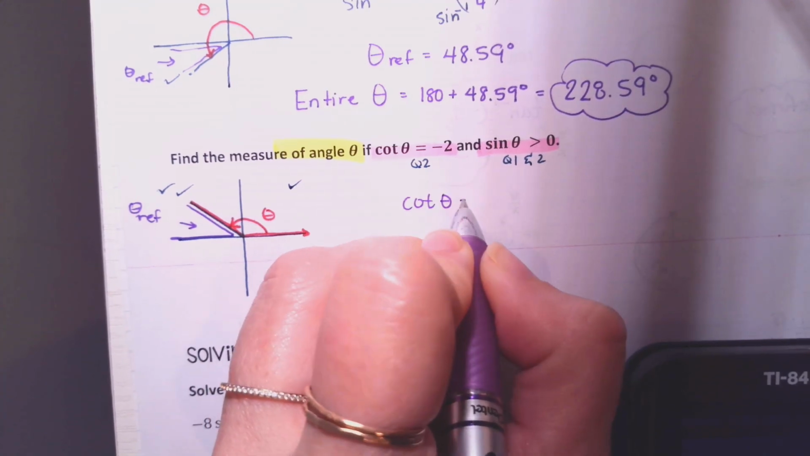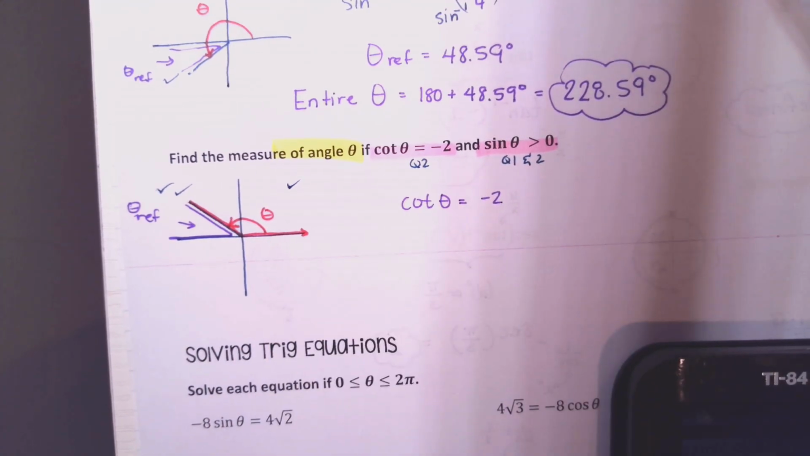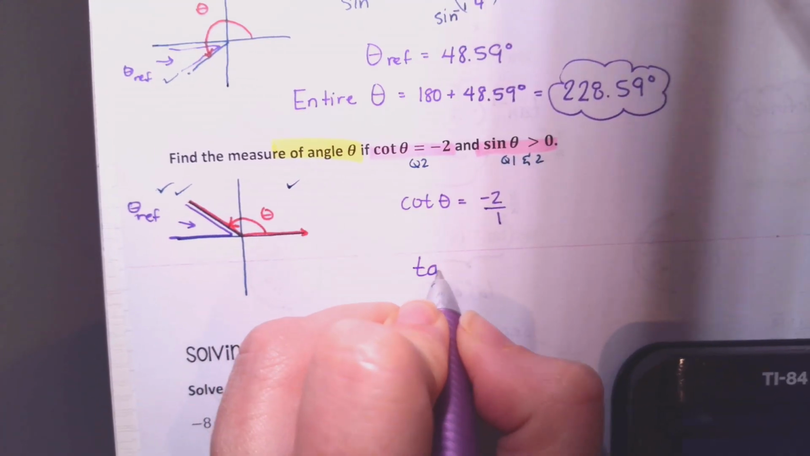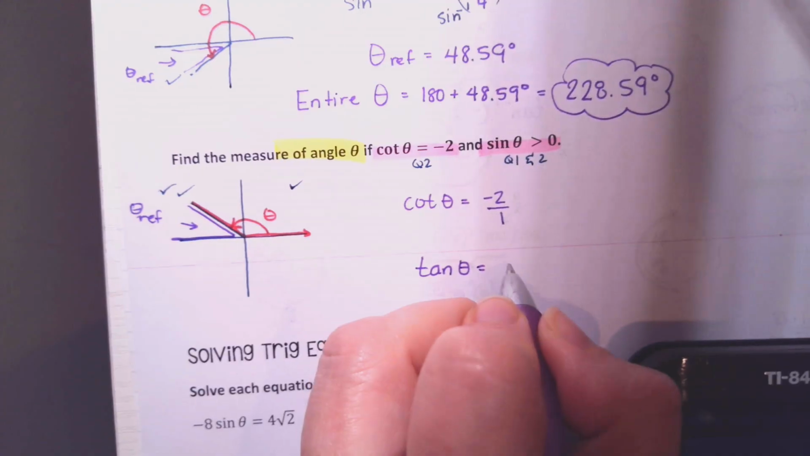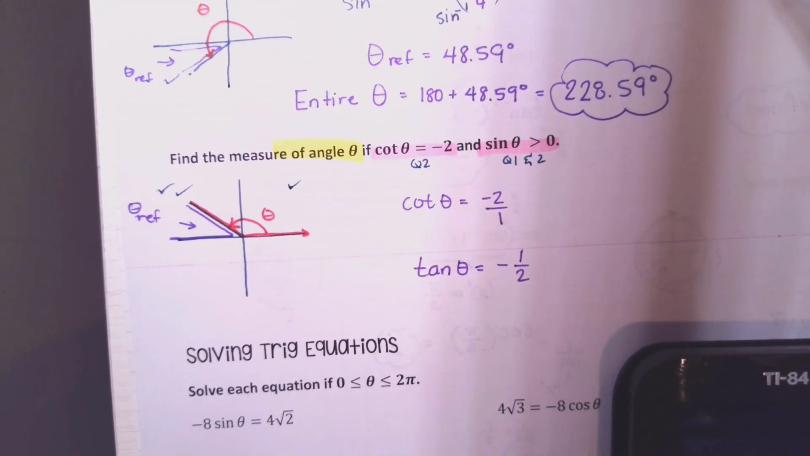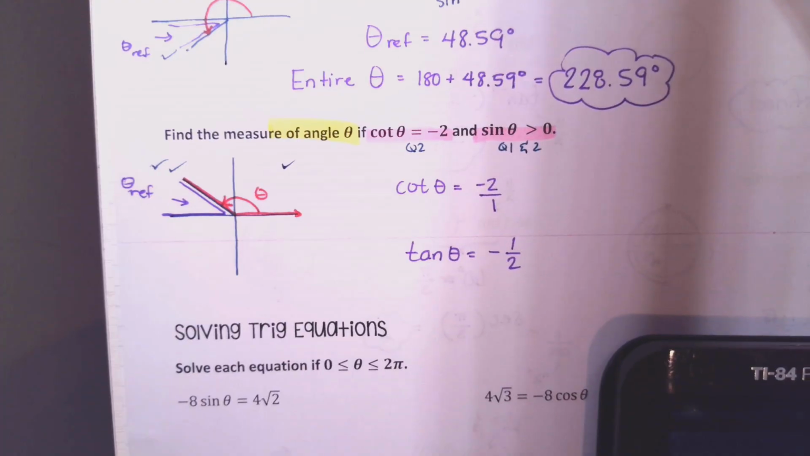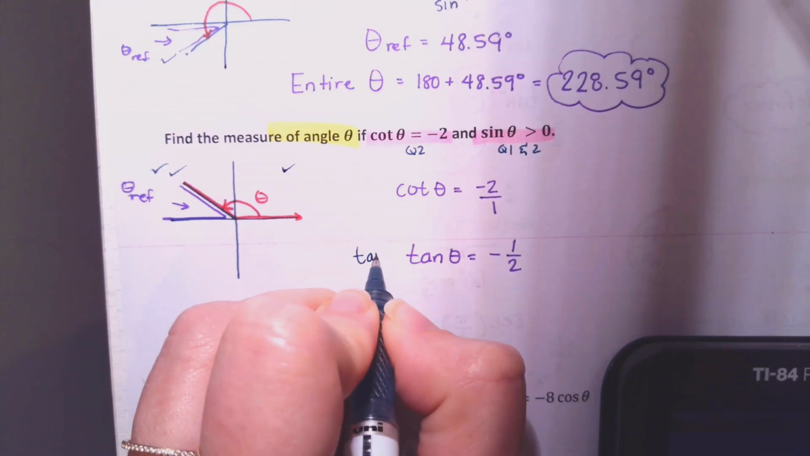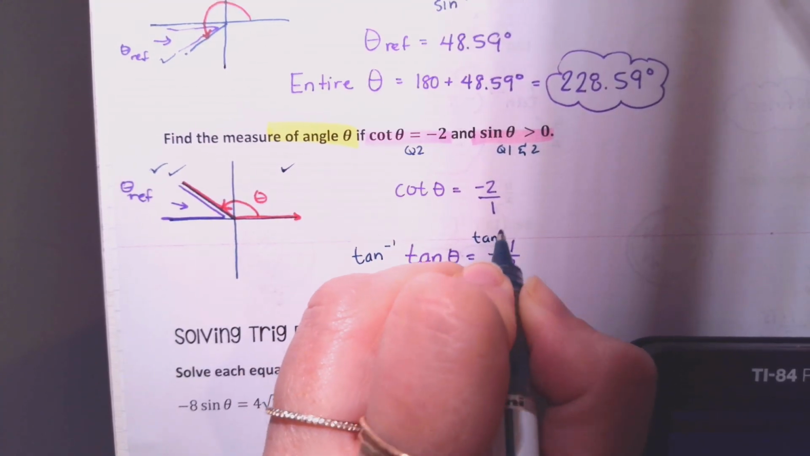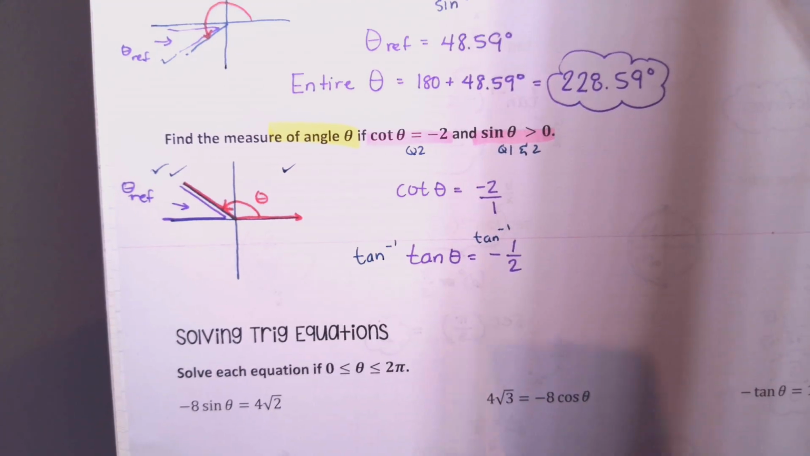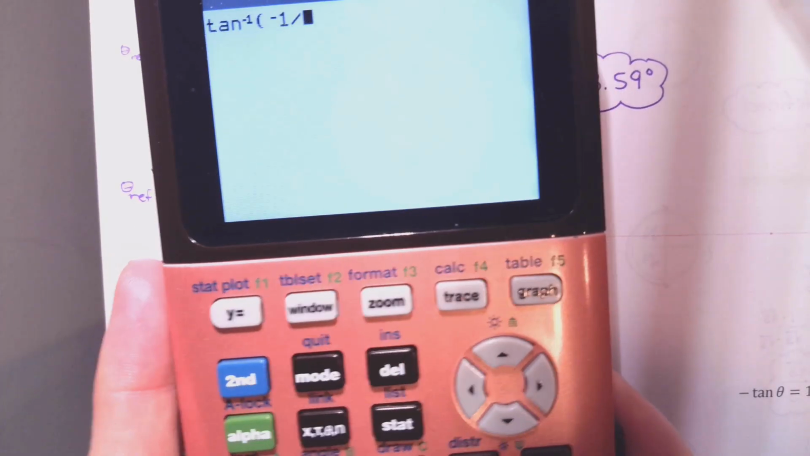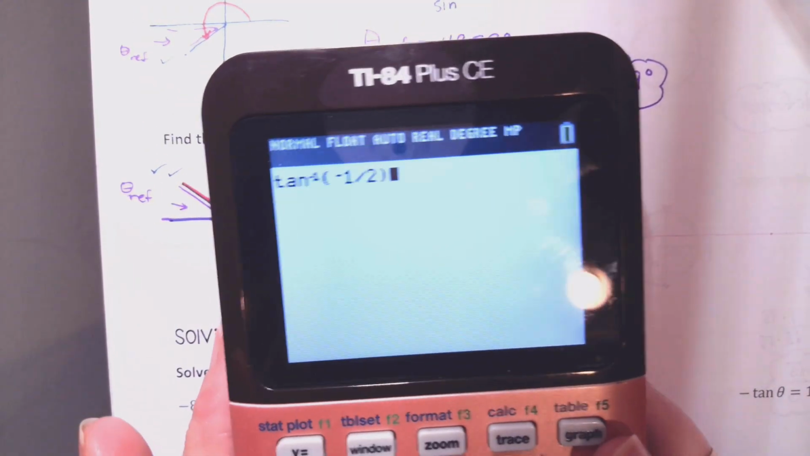Okay, so I'm going to start with the fact that we know the cotangent of the angle is -2. If I know the cotangent, I don't have a way on my calculator to type inverse cotangent, but if I know the cotangent is -2/1, well then that tells me the tangent is just the reciprocal of this, which would be -1/2. And then I can do inverse tangent to find my reference angle. So from here, to cancel tangent, I'm going to do inverse tangent. Make sure your calculator is still in degrees. Inverse tangent of -1/2. And this should tell me my reference angle.